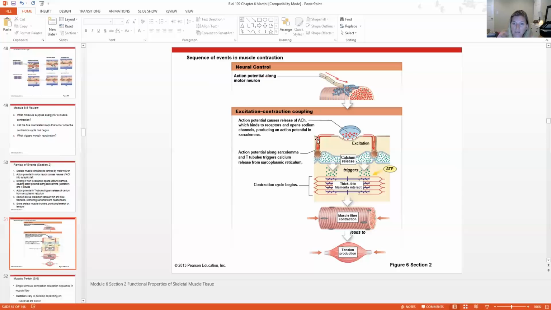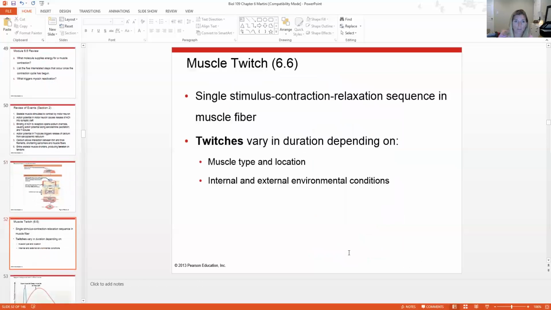So this excitation travels down the T-tubules, touching the SR, causing the calcium to be released. Calcium is going to trigger this contraction cycle. Our muscle fiber can contract, the tension's produced, the muscle fiber shortens, we get movement.